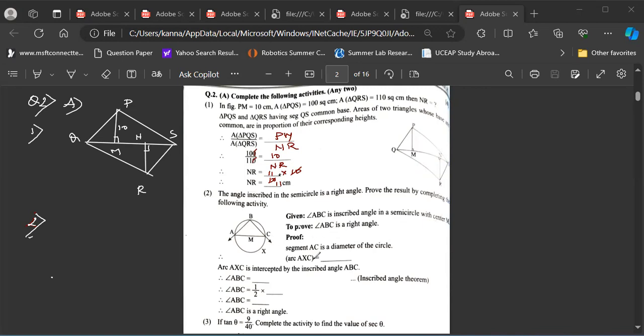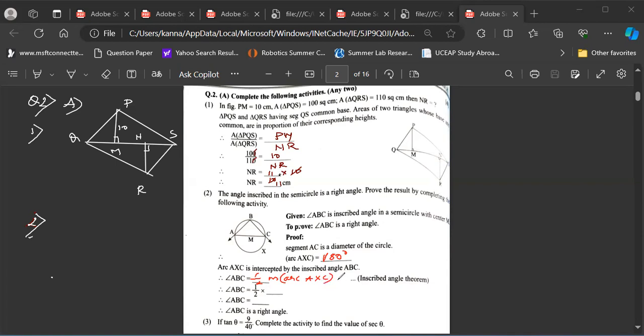Therefore, measure of arc AXC equals 180 degrees. The measure of a semicircle is always 180 degrees. When you see a diameter in this chapter, the diameter helps you to identify the semicircle. The upper one is a semicircle, ABC is also a semicircle, AXC is also a semicircle. So what is the measure of AXC? 180 degrees. Now arc AXC is intercepted by inscribed angle ABC. The measure of an inscribed angle is half the intercepted arc, half the measure of arc AXC.